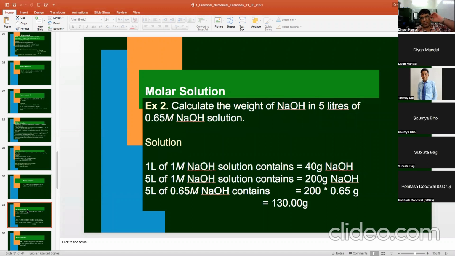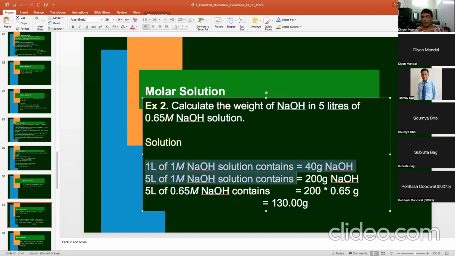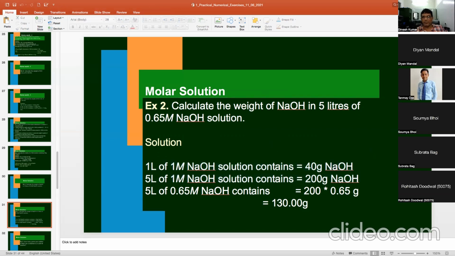So he's correct. Calculate the weight of NaOH in 5 liter of 0.05 molar NaOH solution. So 1 liter of 1 molar NaOH solution contains 40 gram. This is very simple. You know it. If 1 gram molecular weight in gram is dissolved in a liter of solution, then it is 1 molar. So if you want 5 liter, you multiply 40 by 5, you get 200 gram NaOH.